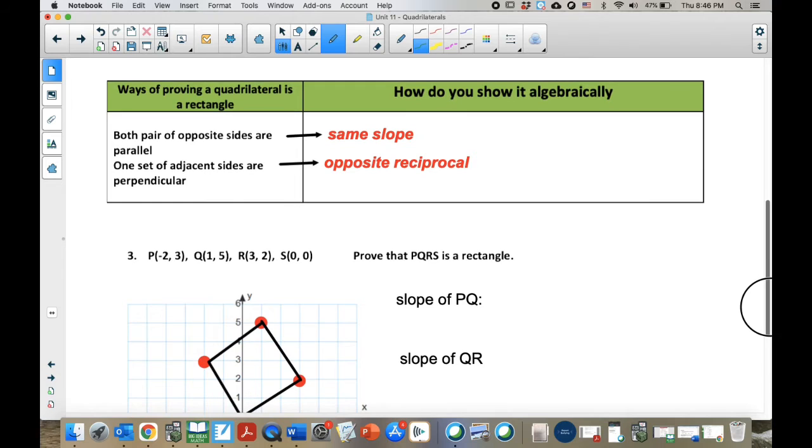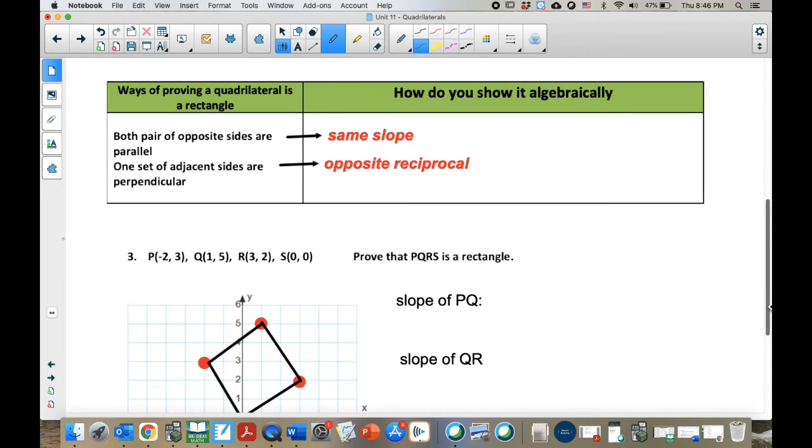How about if it's a rectangle? A minute ago we were talking about parallelograms. Parallelograms have opposite sides that are parallel. But a rectangle has opposite sides that are parallel, which we just talked about, but it also has one pair that are perpendicular. And that should be both. If just one, it's not a rectangle. It has to be both. So by opposite, I mean one of them is positive, the other one's negative. By reciprocal, that means it's like a fraction, and we turn that fraction upside down.